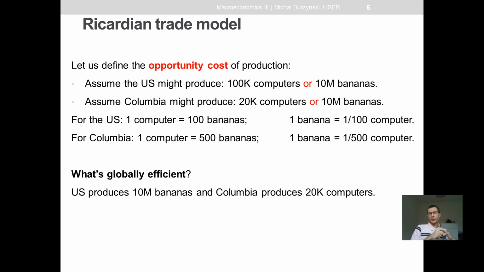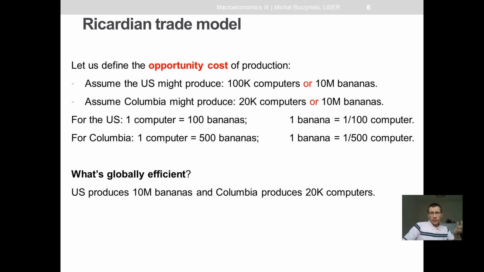Is it efficient that the US produces 10 million bananas and Colombia produces 20,000 computers? So think of it for a second and give me the answer. Is it globally efficient? Of course, no.